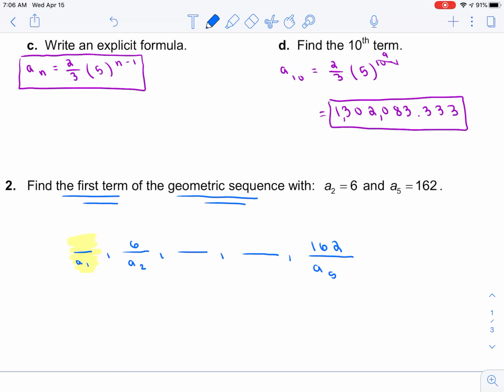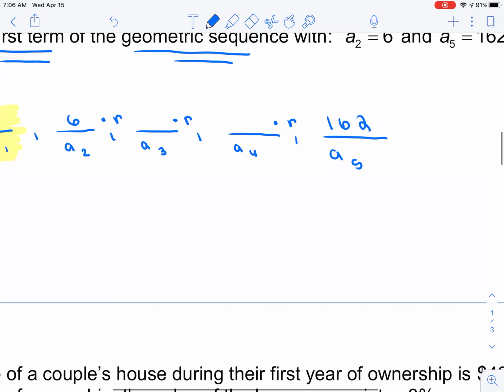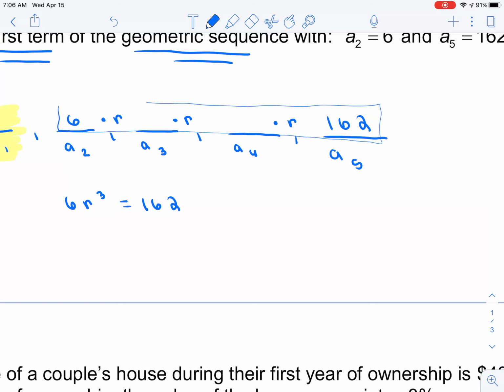Remember with arithmetic, we added the common difference. Well, here, think about how you're going to multiply by the common r value to get to the third term. You're going to multiply by it again to get to the fourth term, and then multiply by it one more time to get to the fifth term. If you think about what this says, it really says 6 times r to the third power is going to equal 162. So really, you're getting that equation from this right up here, which makes sense that we would multiply by r instead of add a common difference however many times.